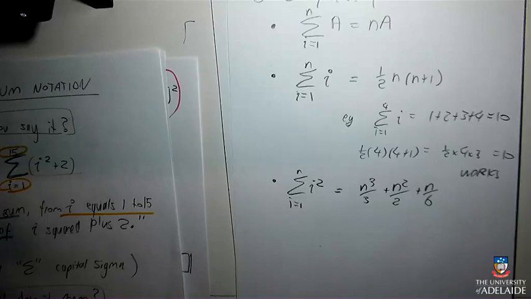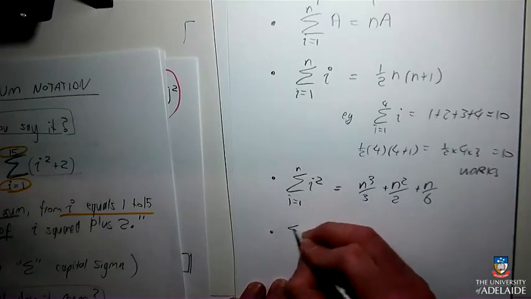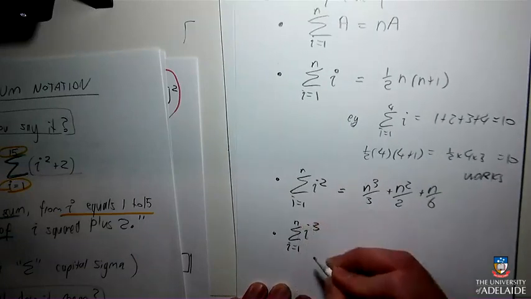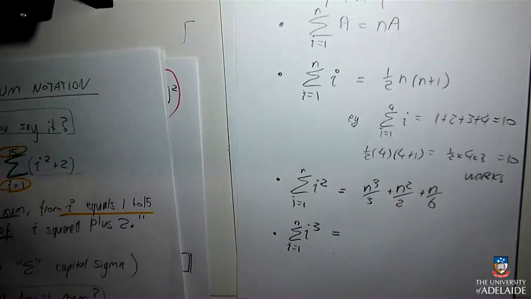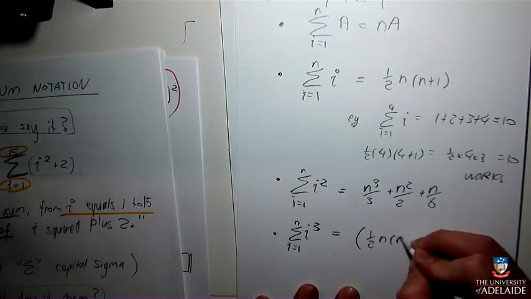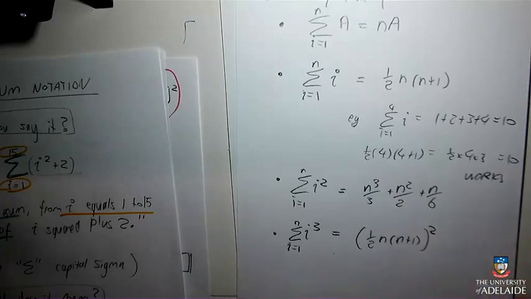Cool. And just for your interest, because I think it's awesome, you don't need to remember this one. When you do i cubed, it's the same answer as what you get when you add up 1 to i, but squared. It's like, mind-blowing.